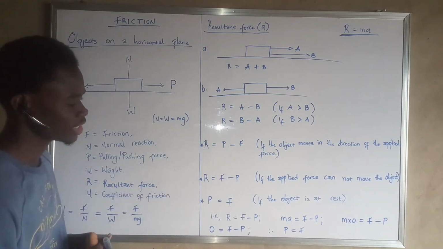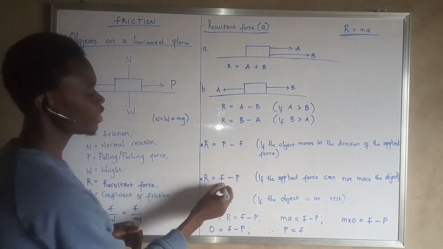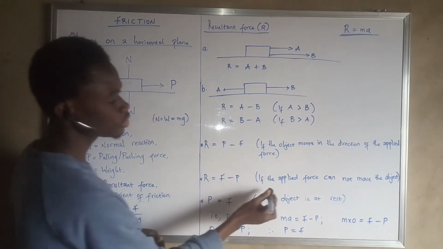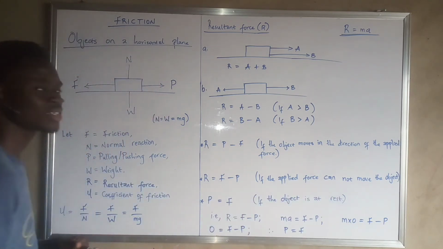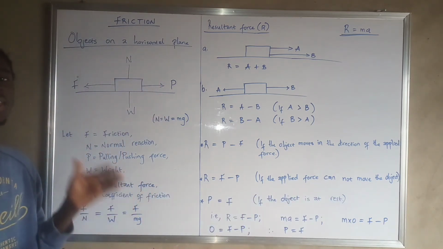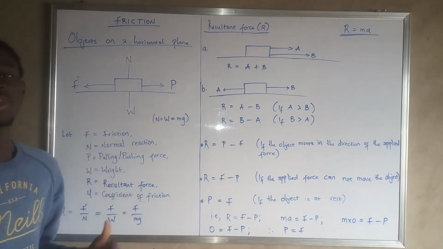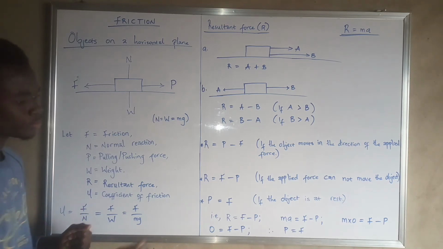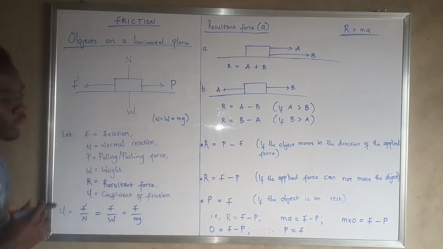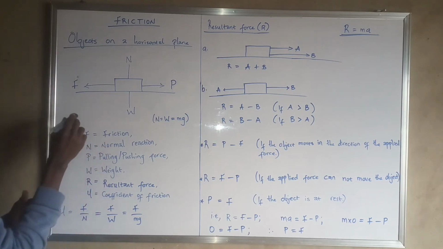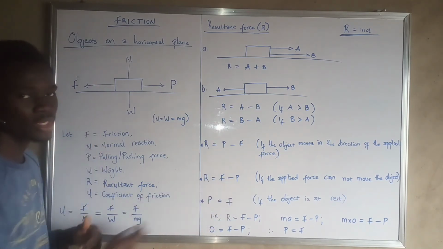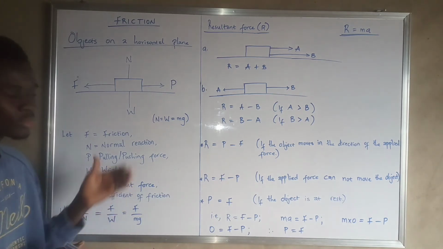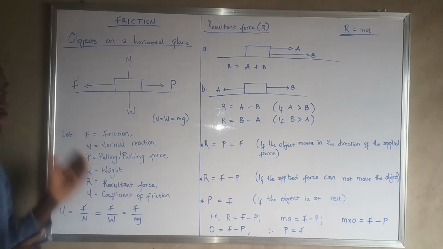The second resultant force says R is equal to F minus P, friction minus applied force. What if the applied force cannot move the object? Yes. If the applied force cannot move the object, it could be because the friction is greater than the applied force. So for us to get the resultant force between the two forces, we are going to subtract the applied force from the frictional force. That's how we get the value of the resultant force.